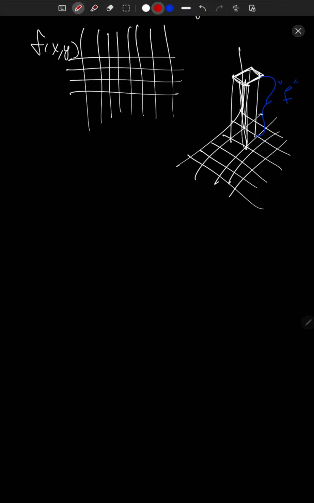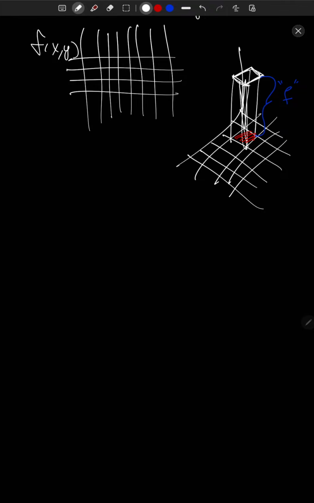And then if we multiply that to the base here, we're going to get the volume of this rectangular box. And if we add up these volumes of rectangular boxes over our region, then we're going to get the volume under the graph of our function. Okay, so up to now, this has been relatively simple because the volume of a rectangular box is just the height times the area of the base.